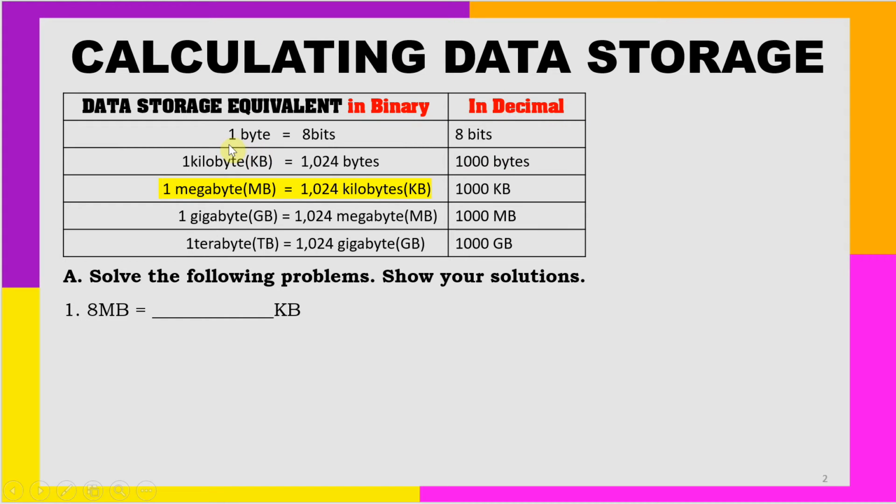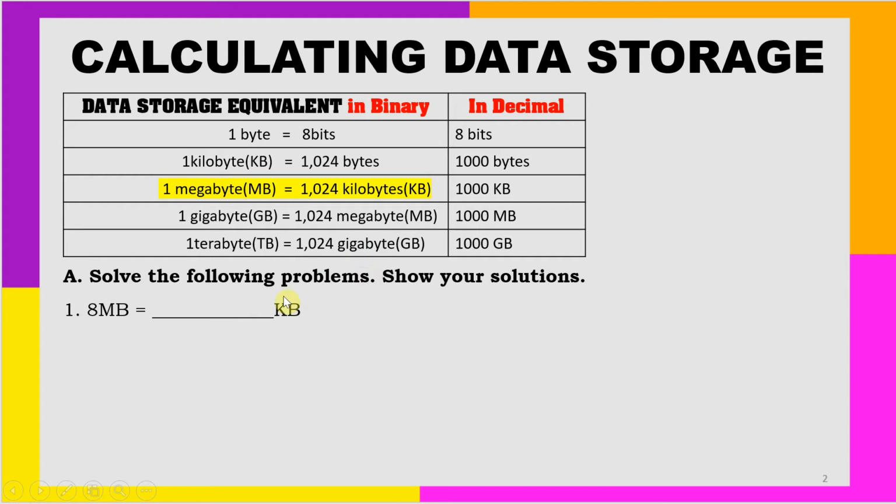Okay, so for instance, 1 byte is equal to 8 bits, 1 kilobyte is equal to 1024 bytes, 1 megabyte is equal to 1024 kilobytes, 1 gigabyte is equal to 1024 megabytes, and 1 terabyte is equal to 1024 gigabytes.